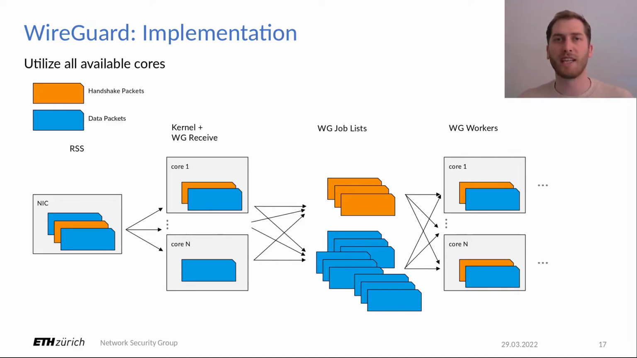To understand how a flood of handshake initiation packets can have such a significant impact on the VPN's performance, we have to take a look at WireGuard's implementation. In short, WireGuard tries to achieve high performance by utilizing all available cores on the system. When a packet is received, RSS forwards it to a specific receiver core, where the packet is processed by the kernel and then parsed by WireGuard. If the packet is a handshake packet, it is added to the handshake packet queue and then processed by one of the workers spawned on all the other cores.